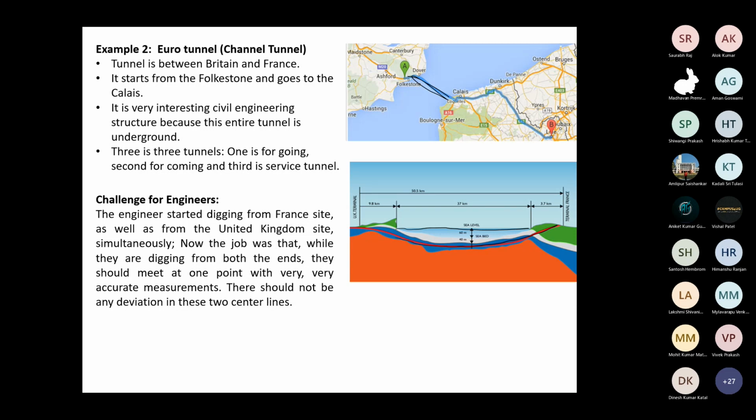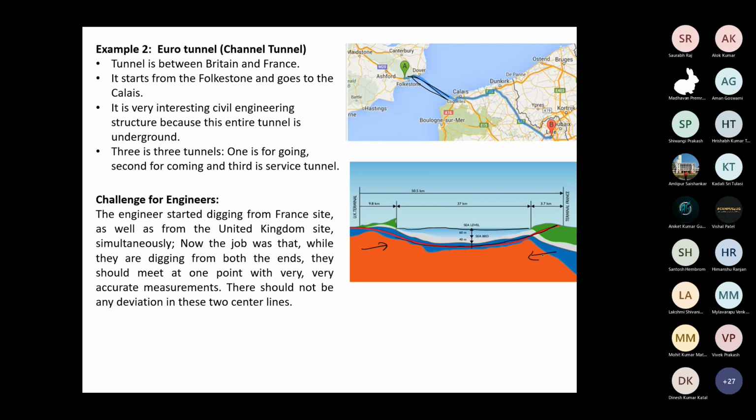Now the job was that while they were digging from both ends, they should meet at one point. They are coming from this side and from this side, because we have to make it fast. From both ends they should meet at one point with very accurate measurement. There should not be any deviation in these two center lines. Do you agree with it? Yes, sir.